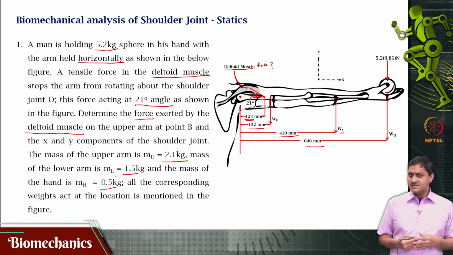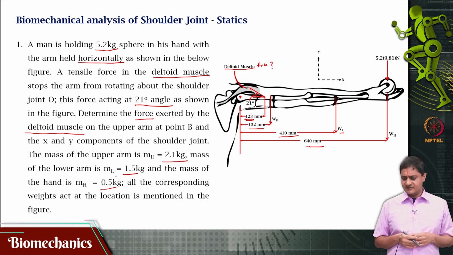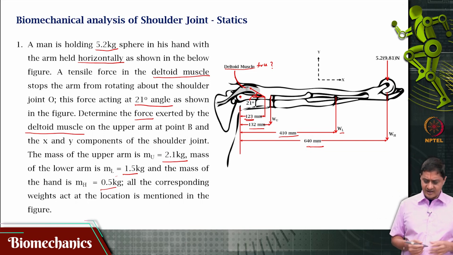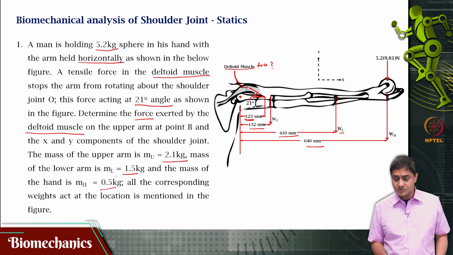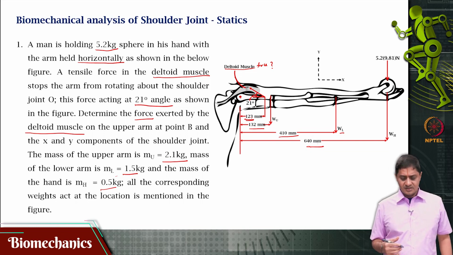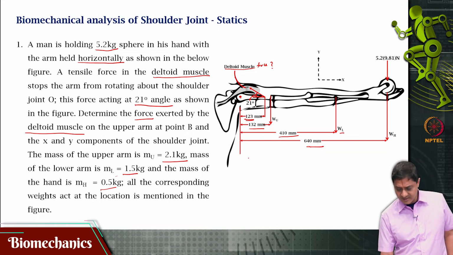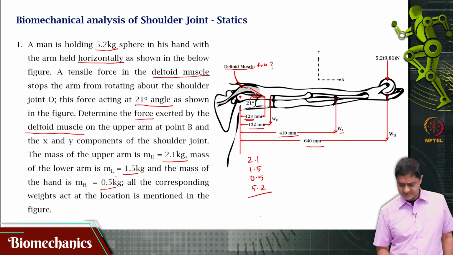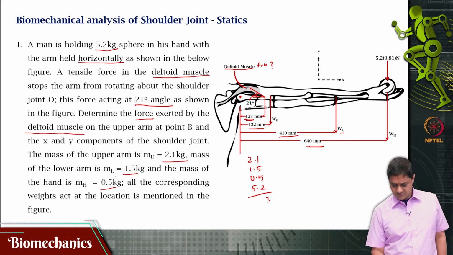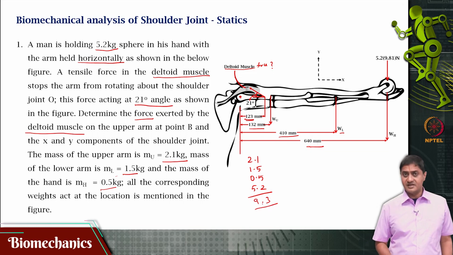Before we get into the analysis, let us try and get an idea of the total mass of this system that is being overcome by the muscle. Let us just add all these masses. This is not the solution. I am just trying to get an idea of the total force, or the total mass. 2.1, 1.5, 0.5, 5.2. Let's add this. So, that would be 9.3 kg.